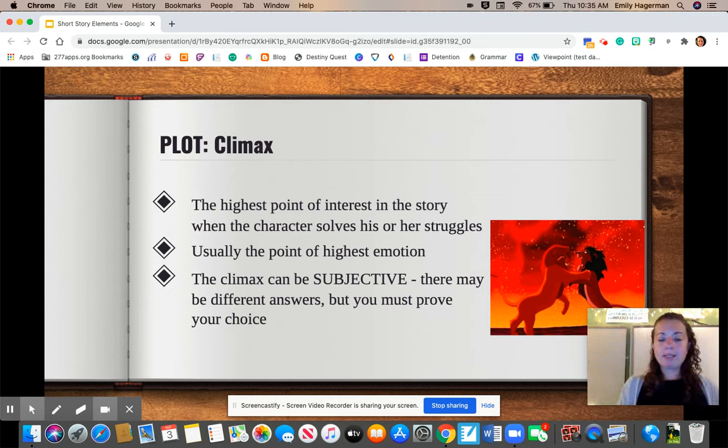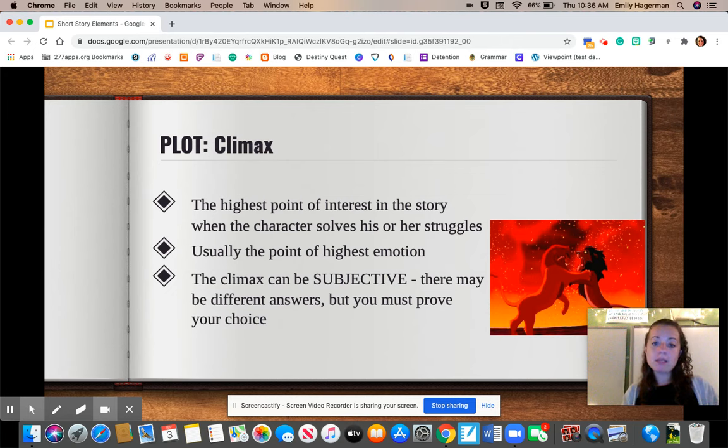So then moving back to the plot structure diagram, remember we had our exposition, the inciting action at the base of the pyramid, leading into the rising action, which has foreshadowing, conflict, all of those things. Now we're at the top of the pyramid with climax. This is the highest point of interest in the story when the character usually is solving his or her struggles. That's a turning point. They've made a decision. Something is going to happen to solve this conflict.